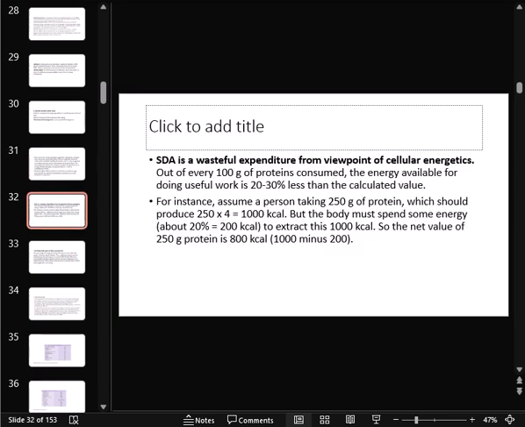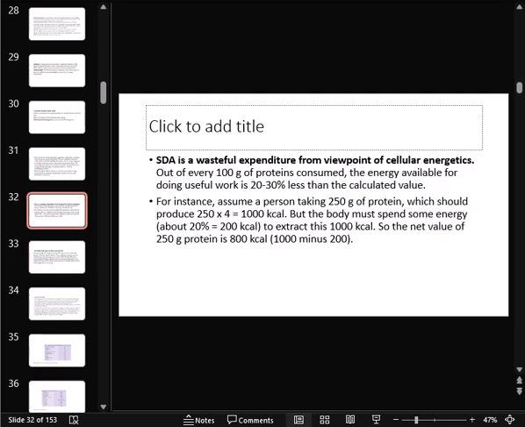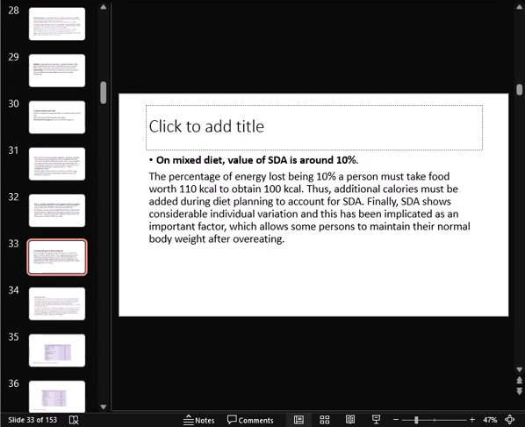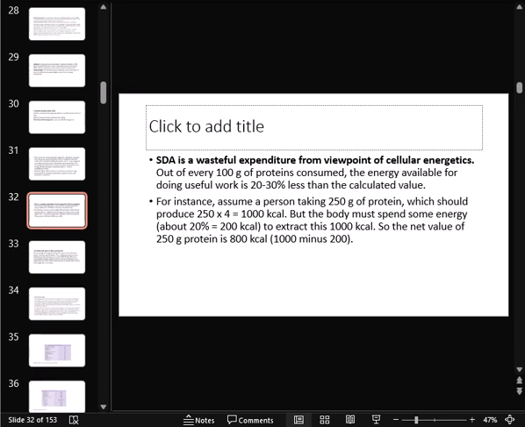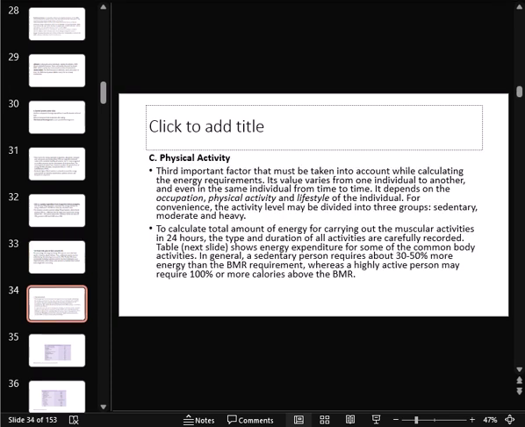The main high-yield thing that you must get here is that the SDA can be seen from the viewpoint of cellular energetics or from a mixed diet. When looking at a single diet containing only protein, we talked of the 20 to 30%, found 20% of what this person got, and found the overall intake. But in a mixed diet, just take 10% of whatever intake the person has gotten, and then do the subtraction, and that's what the person is actually going to have.